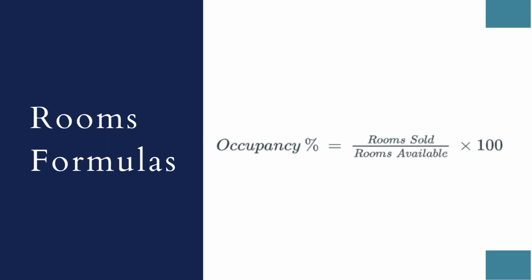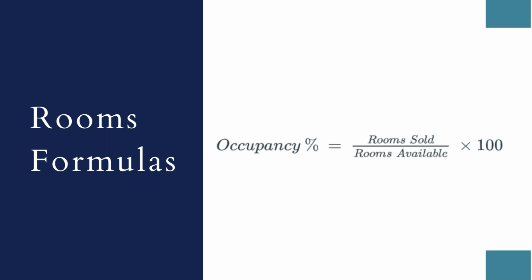The calculation involves dividing the total number of rooms sold by the available rooms and then multiplying the result by 100 to express it as a percentage. In the world of hospitality, this metric takes on added significance due to its direct impact on optimizing revenue.